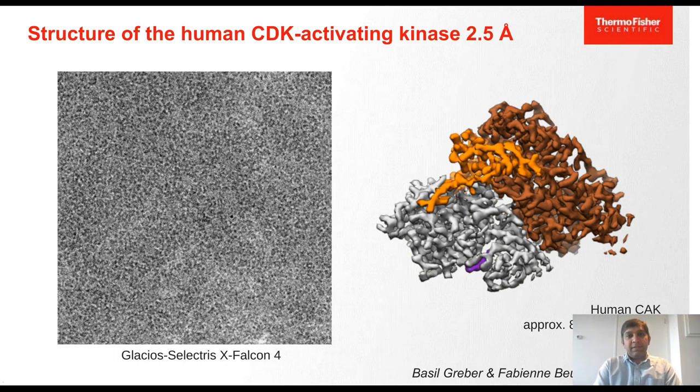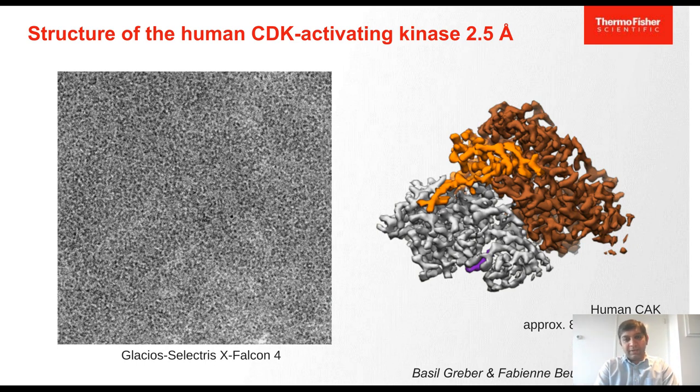Now, this sample was very challenging because not only is it very flexible, it has very high heterogeneity, but also a significant portion has preferential orientation. However, with Selectris and Falcon 4 on the Glacios, we managed to find a population where all the orientations were present, and the structure was pushed to 2.5 angstroms. Again, showing what we can do even with a sub 100 kilodalton protein.